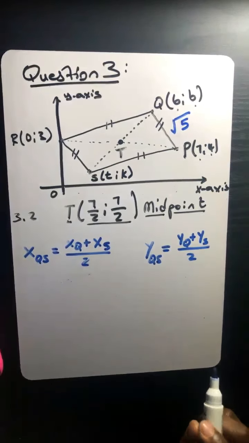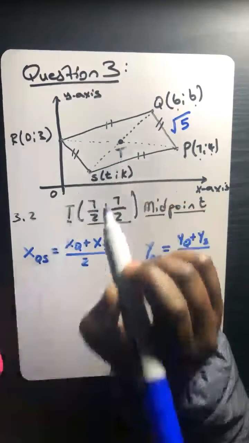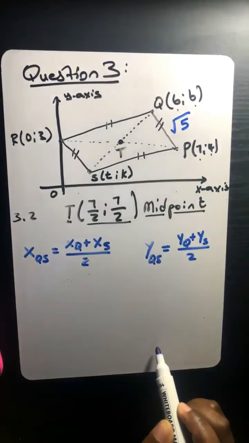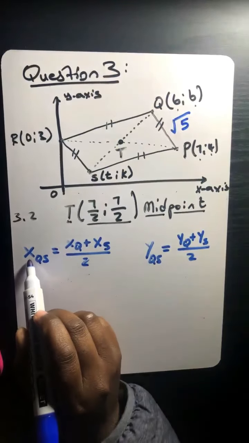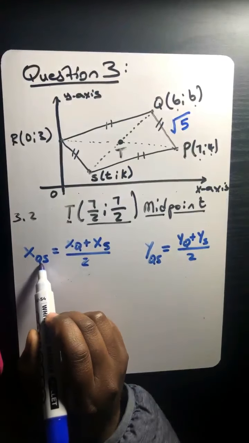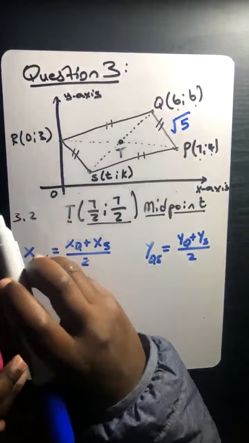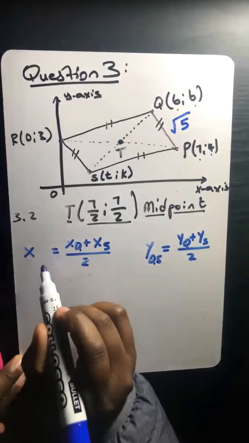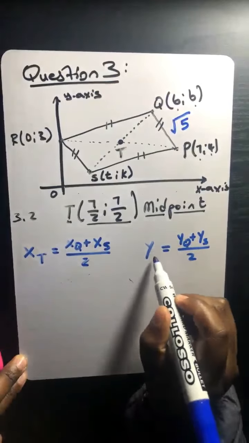So remember, the x value of that midpoint and the y value of that midpoint are given. So instead of us saying the x value of QS, let's say the x value of T, because T is a point that they say is the midpoint. Let's now use T.